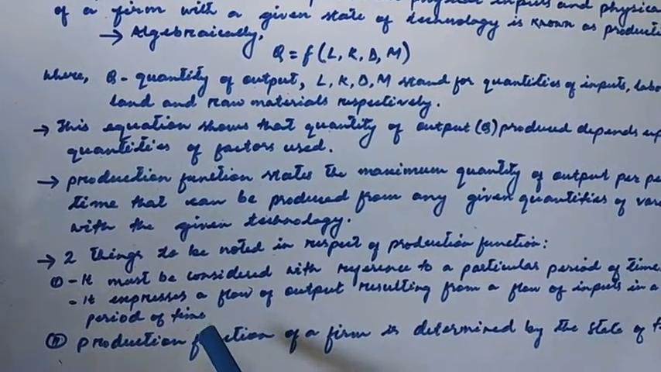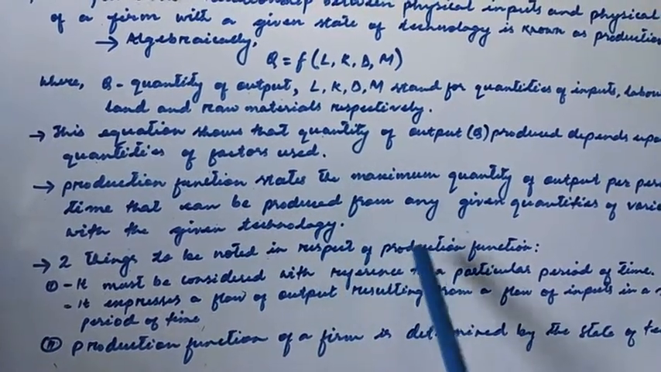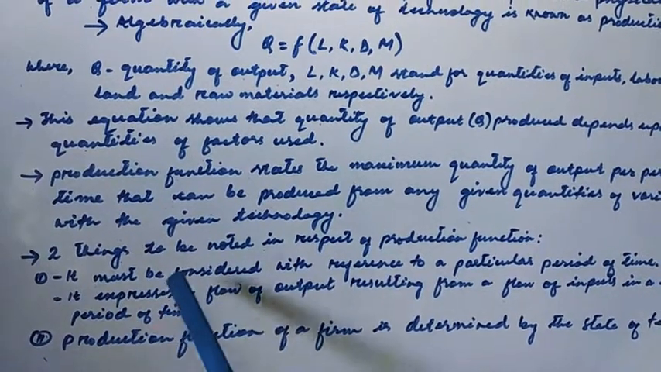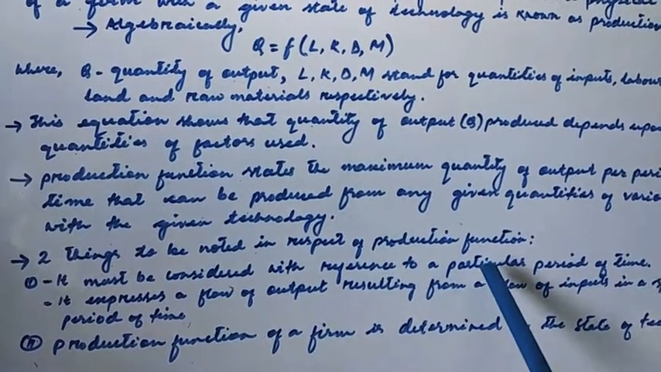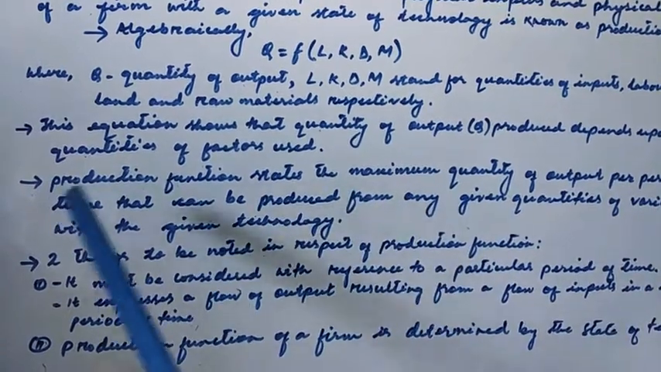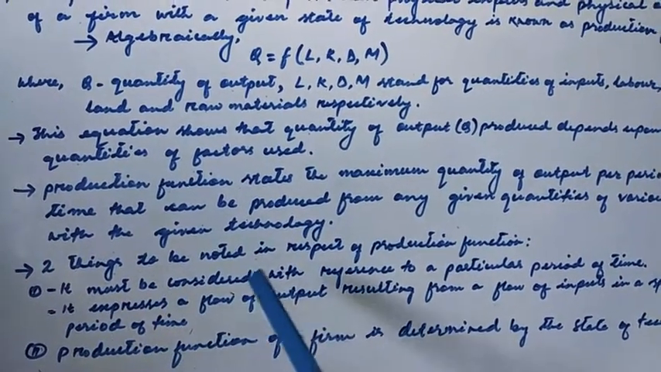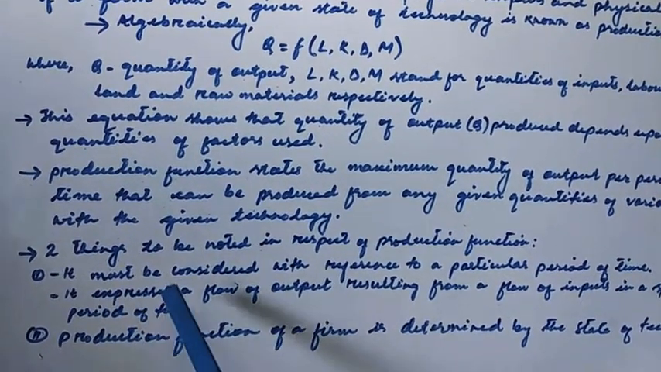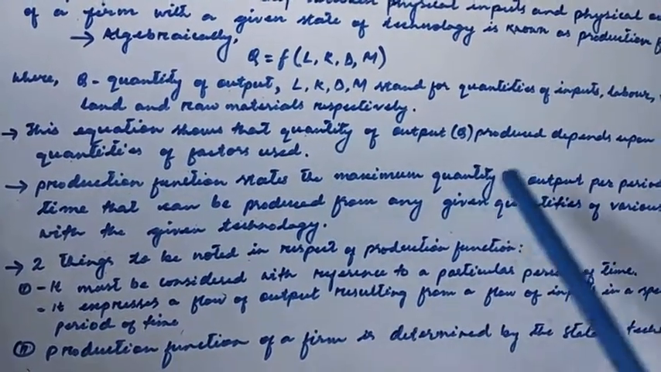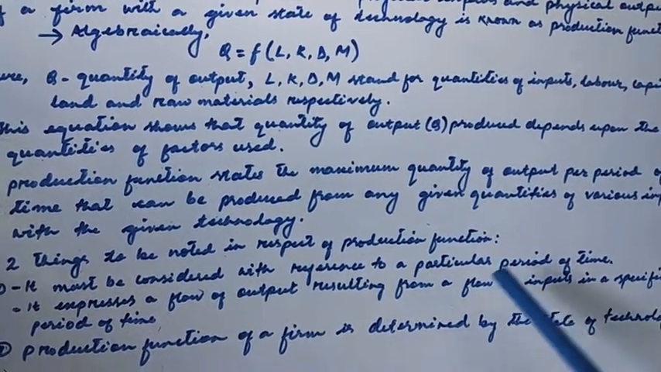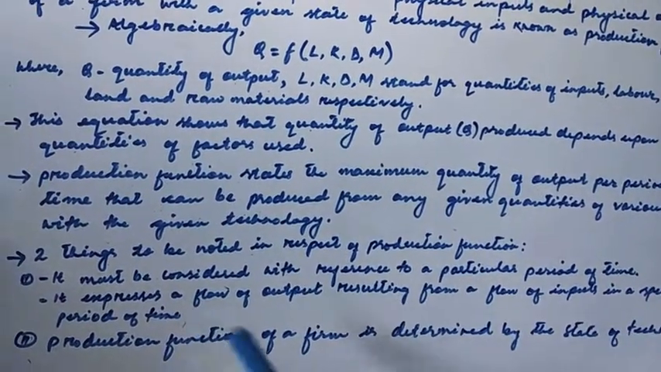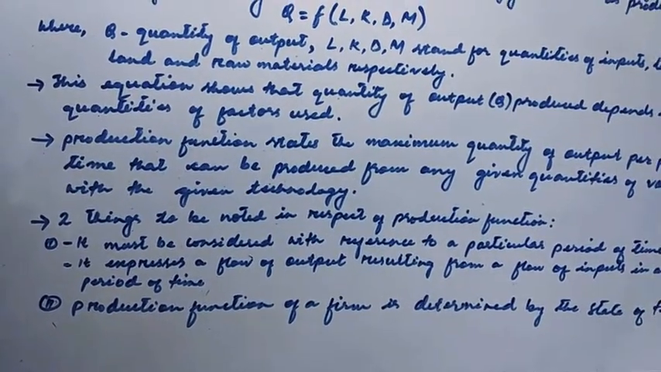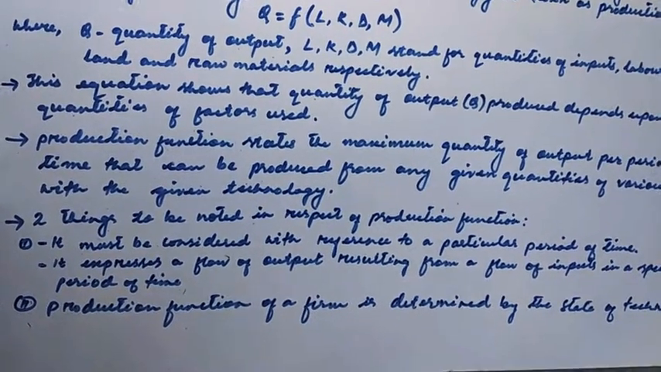And we have to know two things when we study production function. Production function must be considered with reference to a particular period of time. As I have mentioned, time is considered, so it has to be considered with reference to the particular period of time. This production function expresses a flow of output resulting from a flow of inputs in a specific period of time. So that is one thing that we have to keep in mind when we study production function.